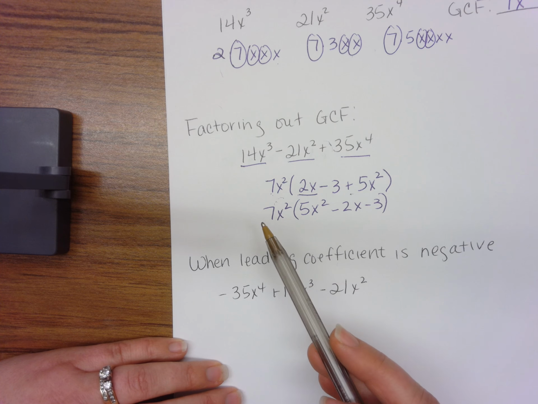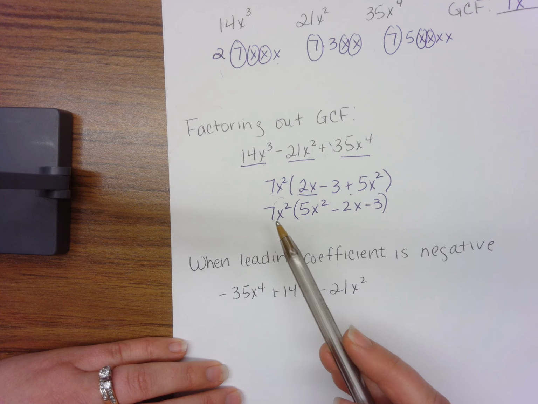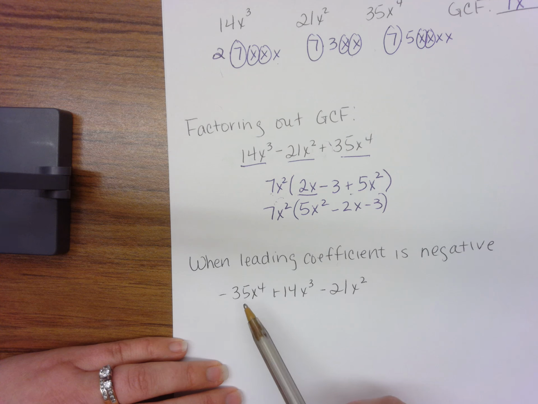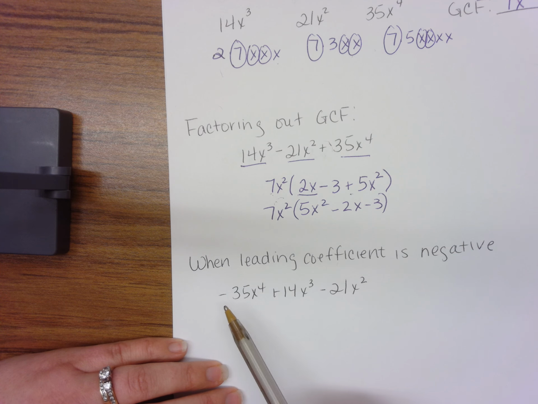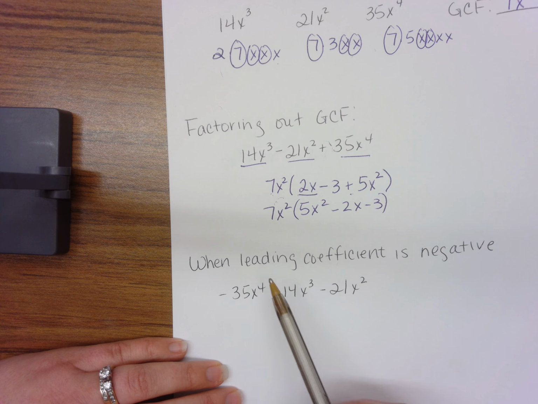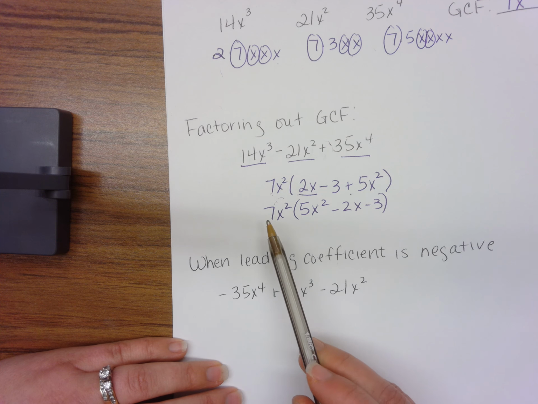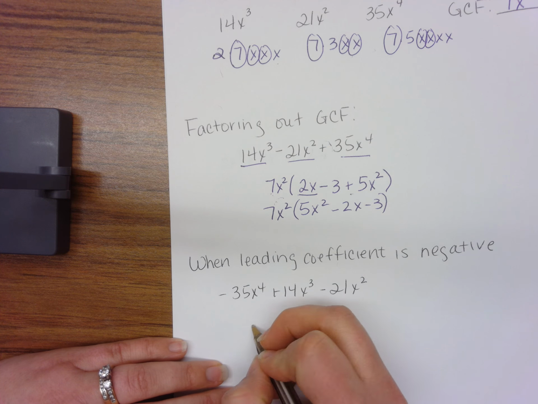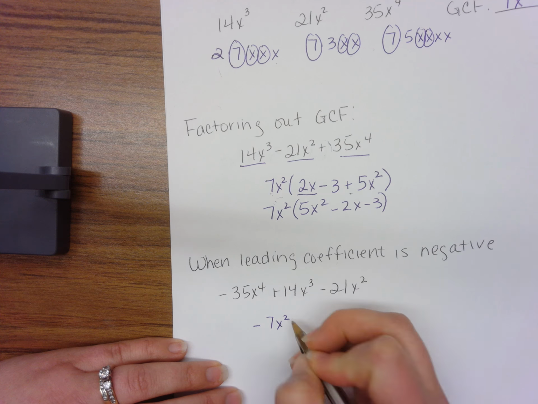I could have technically factored out a negative 7 and gotten something a little bit different here, and it would have worked. But typically we don't factor out a negative number, unless the leading coefficient is negative, which means the number in front of the biggest power of x, which is negative 35 in this case. Now my greatest common factor is still 7x squared, but because the leading coefficient is negative, we're going to factor out negative 7x squared this time.